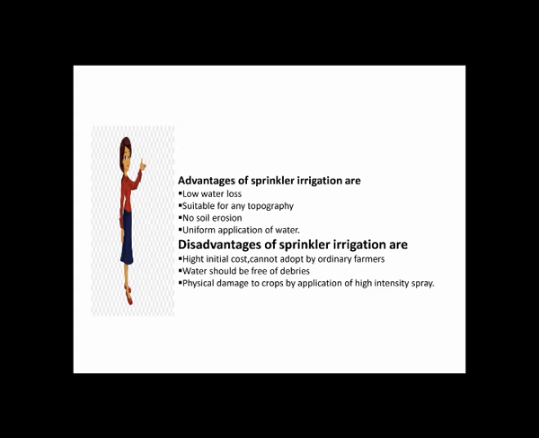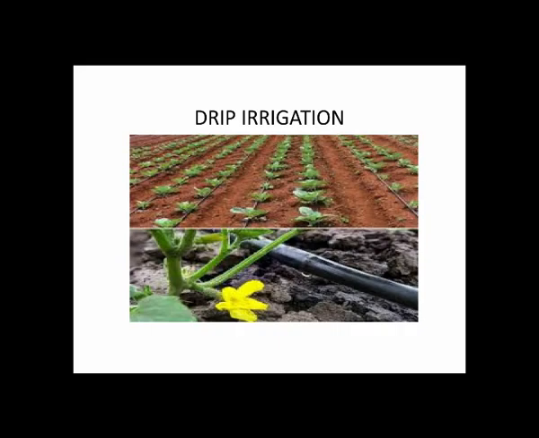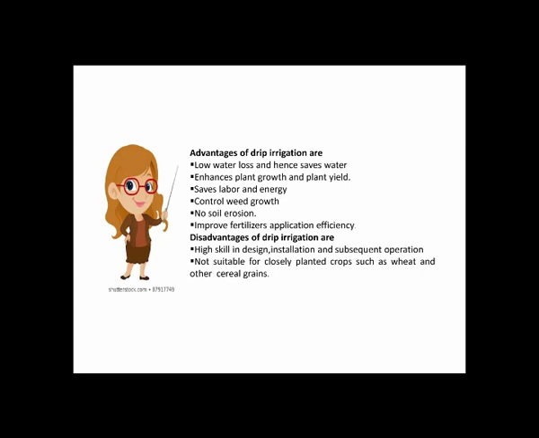Water should be free of debris, and there is physical damage to crops by application of high-intensity spray. Last method is trickle or drip irrigation. Drip irrigation is sometimes called trickle irrigation, and involves dripping water onto the soil at very low rates of about 2 to 20 liters per hour from a system of small diameter plastic pipes fitted with outlets called emitters or drippers. Drip irrigation too has its own advantages and disadvantages.